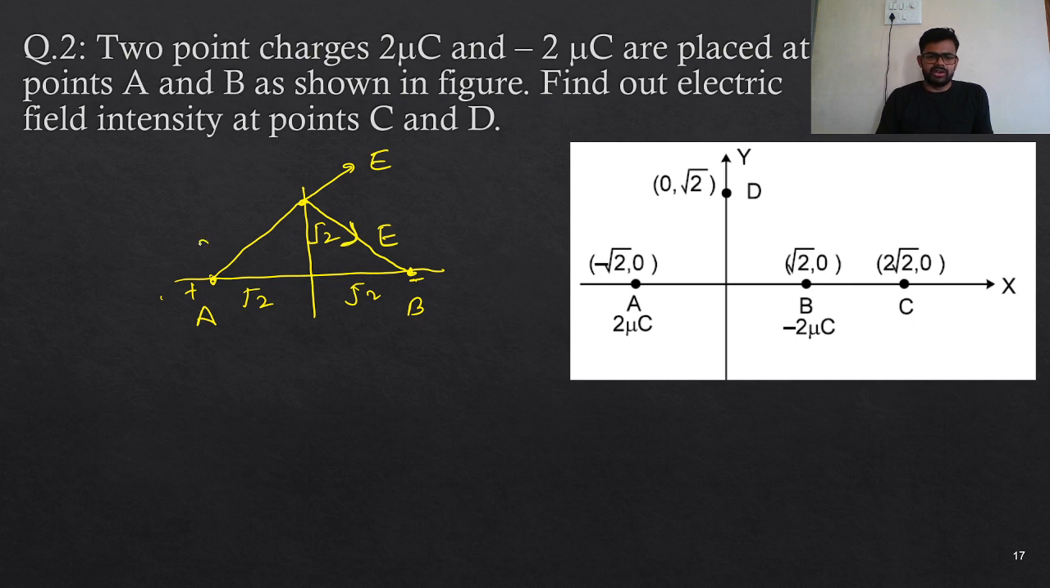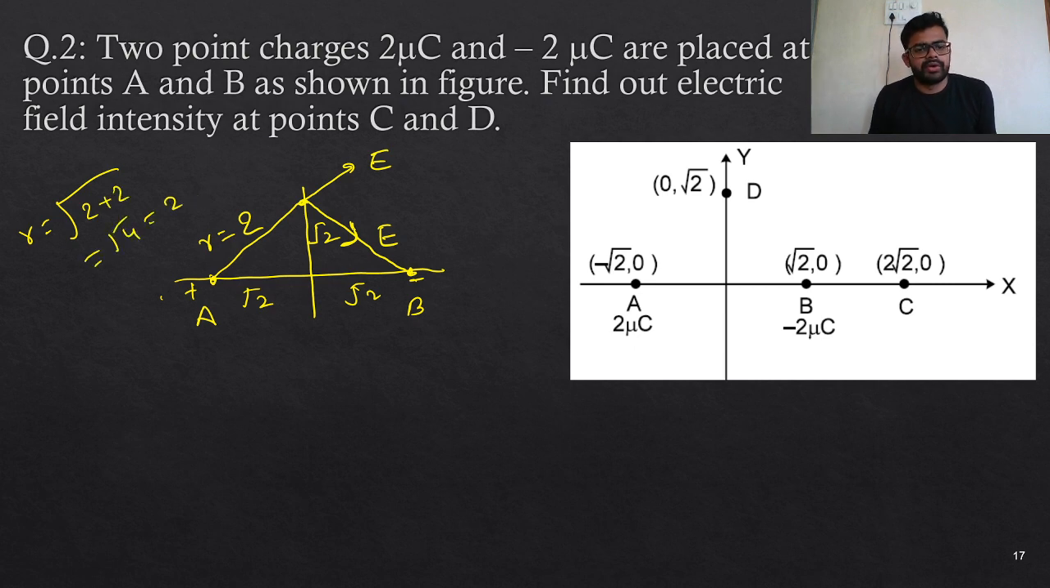Now, this distance r is the root of root 2 square plus root 2 square. R is equal to under root of root 2 square plus root 2 square. So I am getting root 4, which is equal to 2. Right, that's all. So this angle, how much is it? It is 45 degree. So here, this is the x axis, and this is the y axis.